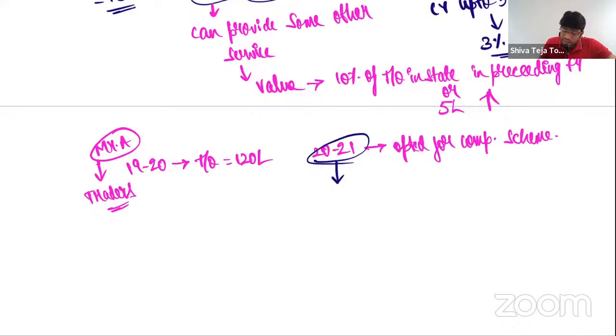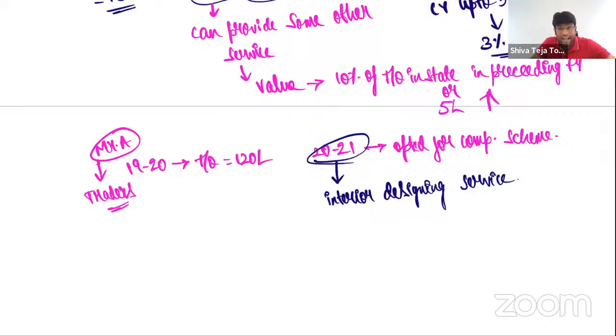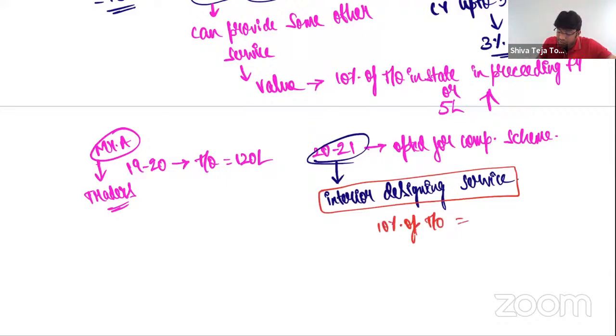But in 2021, along with the trading activity, he is also doing interior designing service. Law is telling, my dear A, you are doing interior designing service. Actually, section 10 is applicable only to whom? 3 categories of persons. Who are they? Manufacturer, trader, restaurant and catering service. Correct, my dear friends? Exactly. Law is telling, no problem. Still you can continue under composition scheme. But this interior designing service should not be more than 10% of turnover in state in the preceding financial year or 5 lakhs, whichever is higher. That is nothing but 12 lakhs.